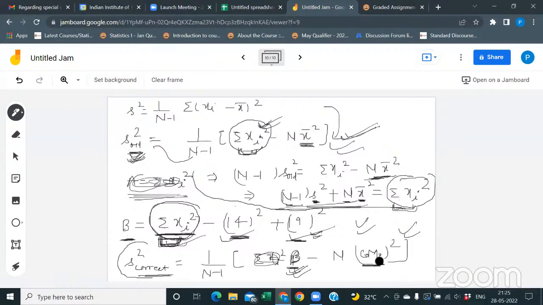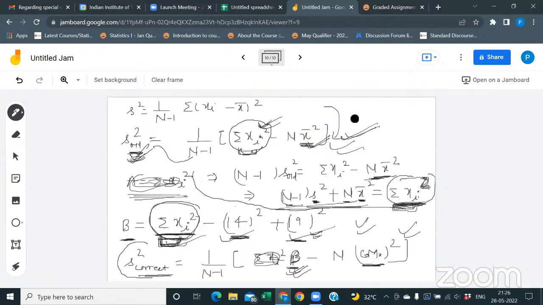Sir, I have a question here. The x bar here, x bar squared is here, right? That x bar squared should be the old x bar or the new x bar? See, for calculating the summation of xi square, this is the old one. So you have to use the old x bar. Okay, thank you, sir.